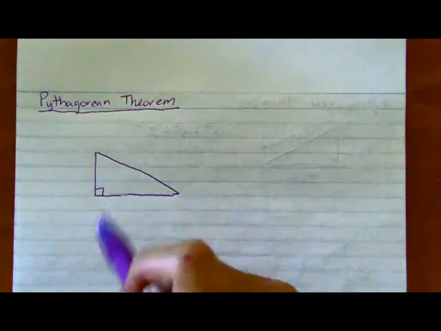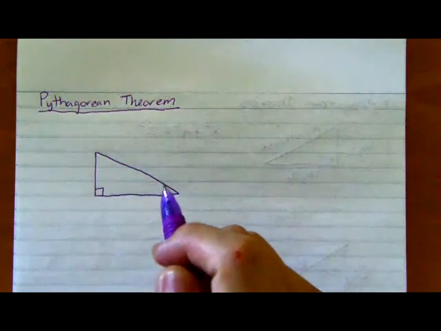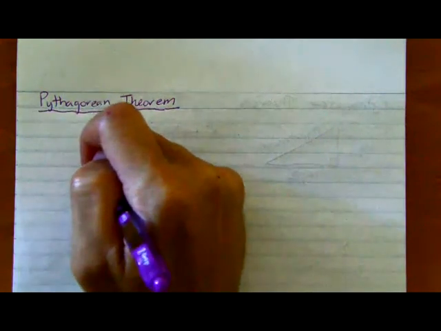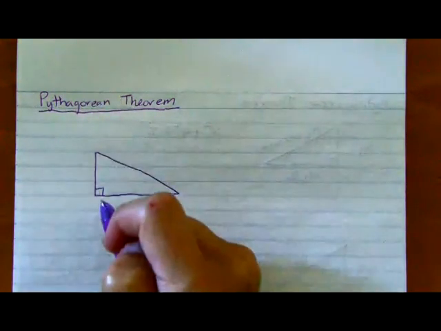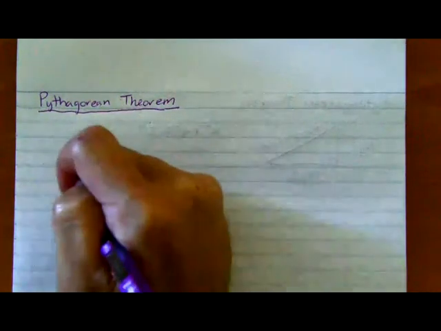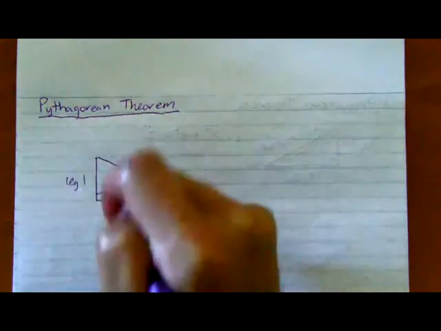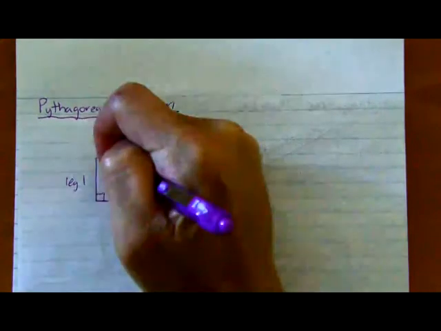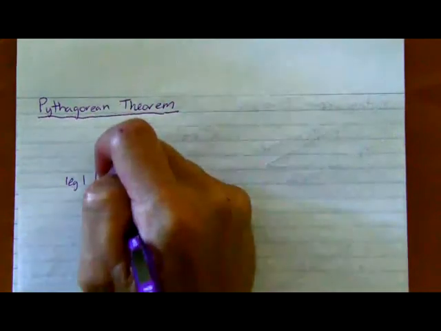Today we're going to be discussing the Pythagorean Theorem. It applies to all right triangles. The idea is you have a right triangle, a triangle that has a 90-degree angle in it. The two short sides are called your legs, so leg 1 and leg 2. The longest side of the right triangle is called your hypotenuse.